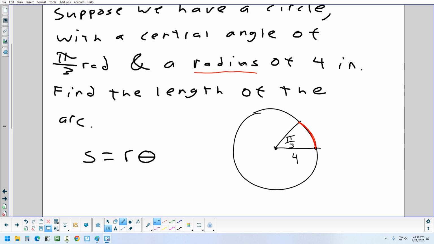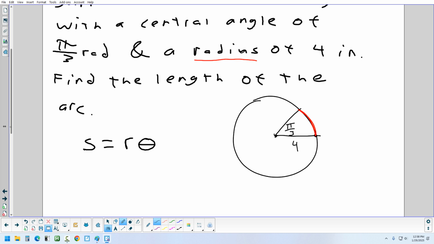All right, so first thing we have to do is figure out what our formula is. When they're asking about arc length, it's S equals R theta. Let's fill in everything we can. What am I going to fill in for S? We don't have that, right? That's the question. Find the length of the arc. We're not filling in. 4 times pi over 3. Pi over 3 is the angle. Yep. Can we do this on the calculator? Not unless they ask for a decimal.